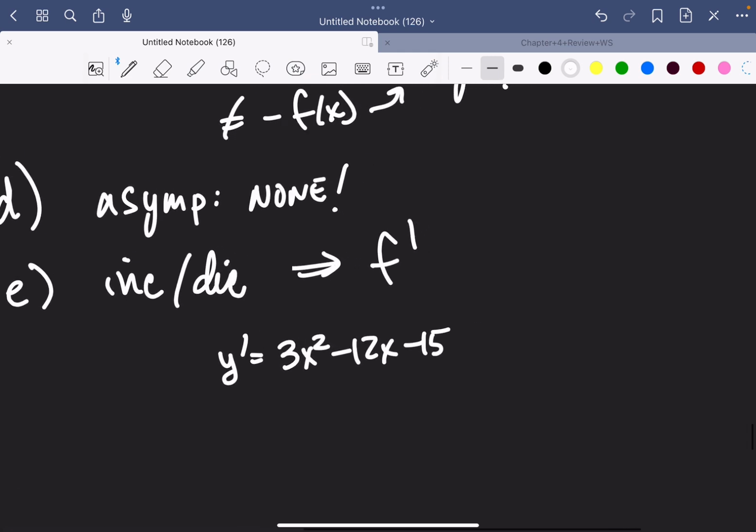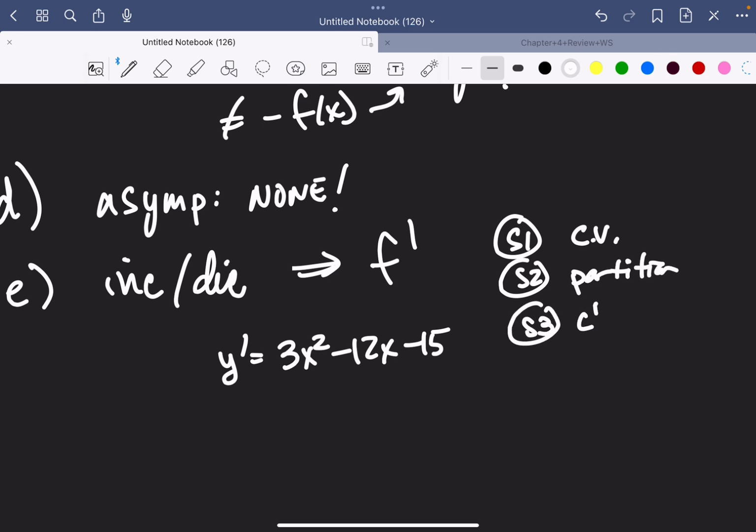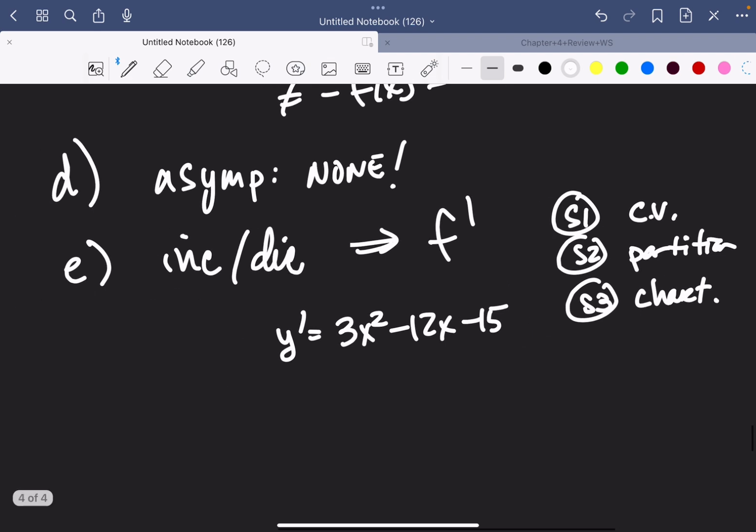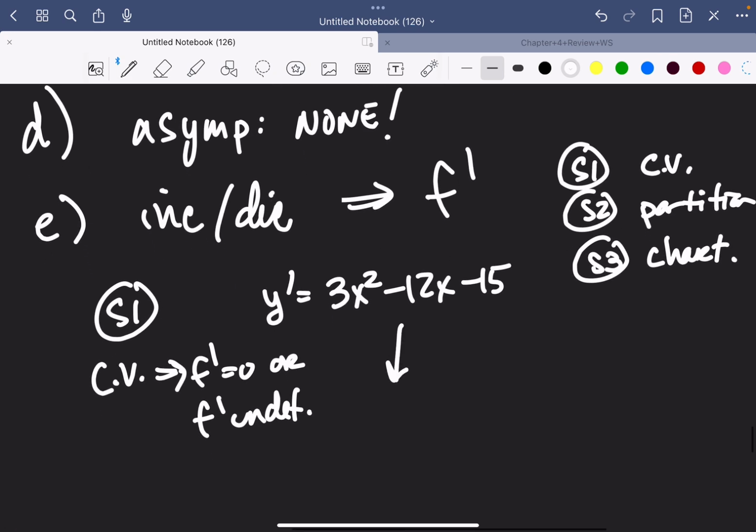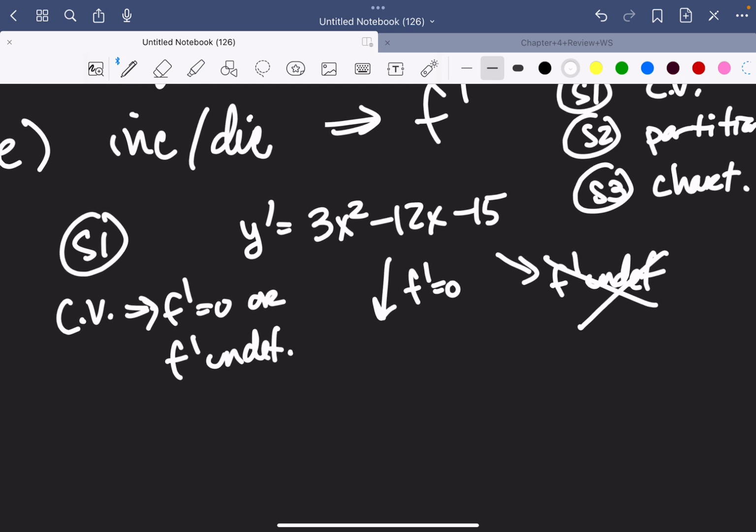And so we know that in general, we said that step 1 was to find our critical values. Remember, that's what we did usually. And then step 2 was to partition. And then step 3 was to chart. So step 1, to find our critical values, which is where the derivative equals 0 or the derivative is undefined. If we now take that derivative and say, where does that derivative equal 0, or where is that derivative undefined? Well, it's a polynomial, it's defined everywhere. But where is it equal to 0?